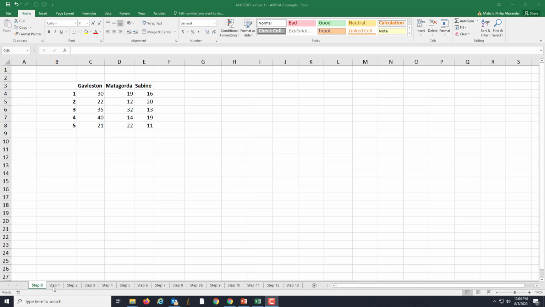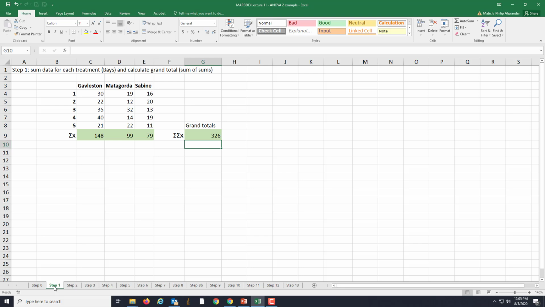So we have our respective data, and the first step for this ANOVA is going to be to take the summation of each one of our respective levels or groups and then take the sum of those sums. And so here we can see in our formula we have the summation of our respective values for each one of our respective bays, and then we've got the summation of those respective bays.